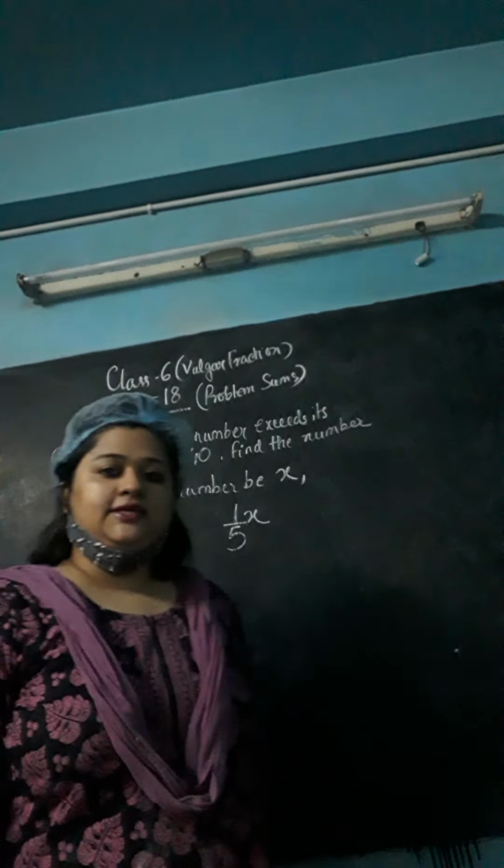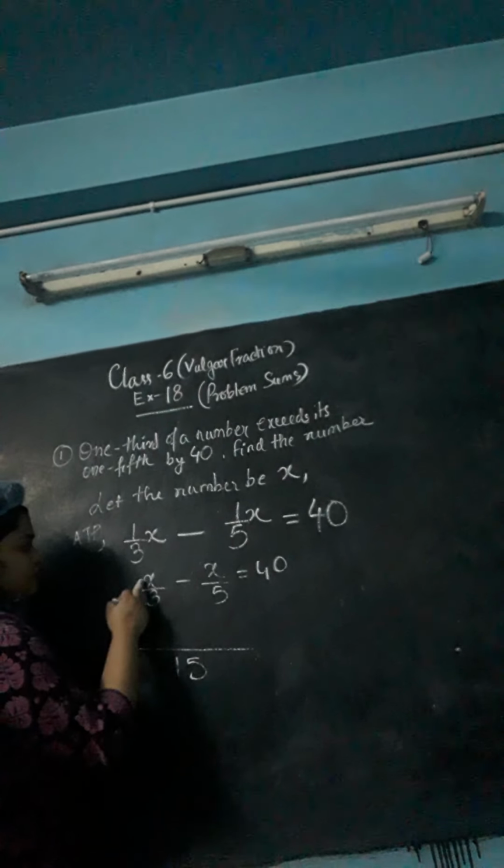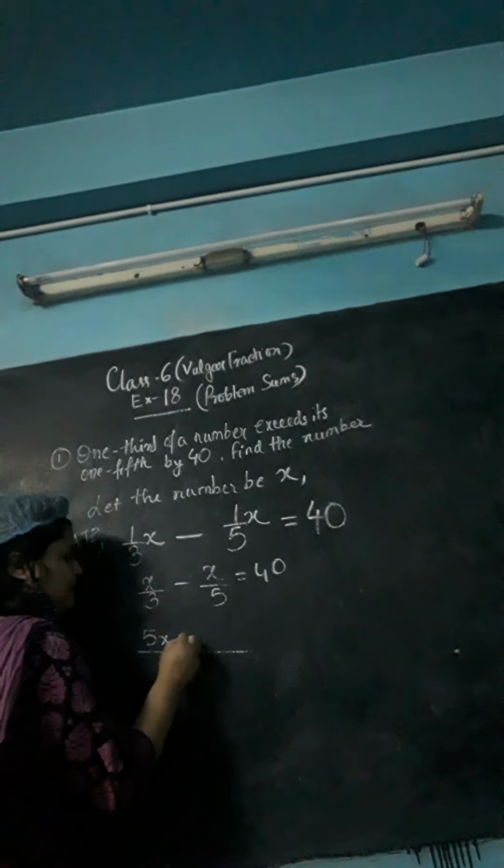So I can write 1 into x is x by 3 minus x by 5, equal to 40. What is x? x is the unknown number which we have to find. Now take the LCM of 3 and 5, which is 15. 5 threes are 15, so 5 into x, minus 3 fives are 15, so 3 into x. 5x minus 3x is 2x by 15, equal to 40.